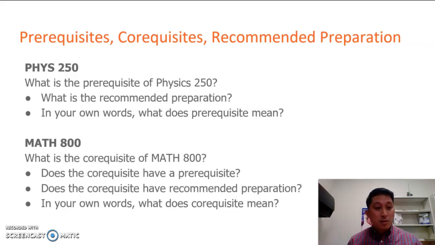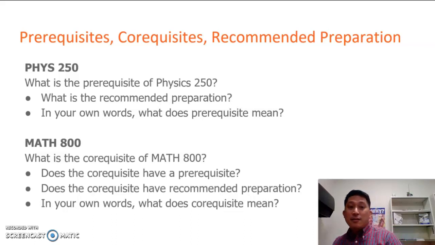So the next part is just talking about recommended prep. So recommended prep is much different than a prerequisite. Recommended is just that, it's recommended. So our instructors highly recommend you take that course, but it is not required. It's just strongly recommended. Now, co-requisites are a little bit different.